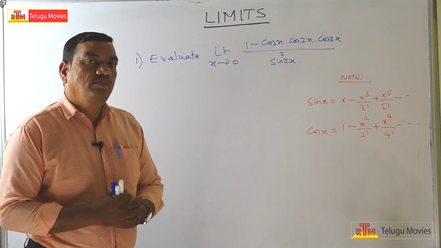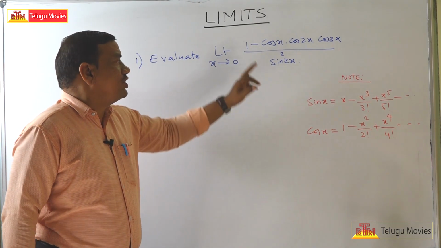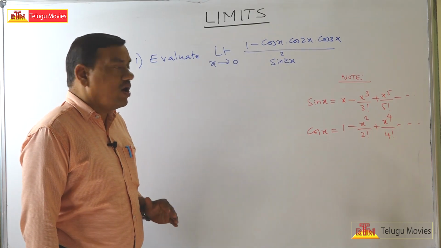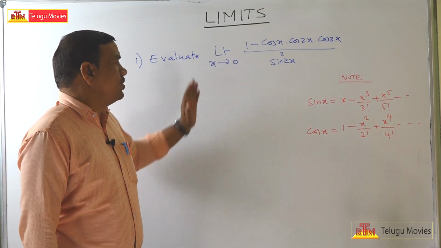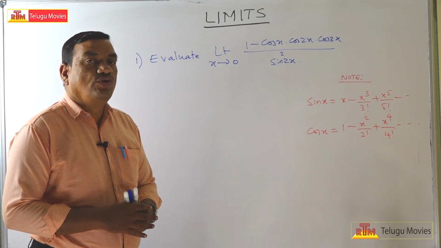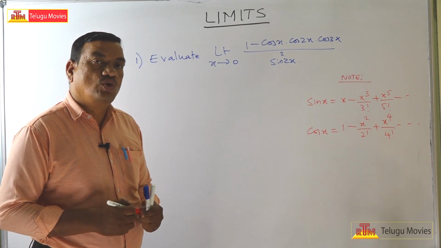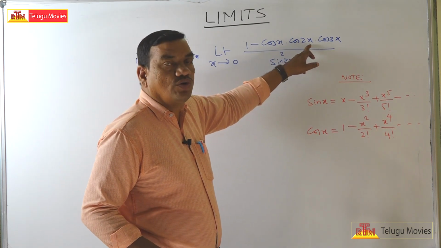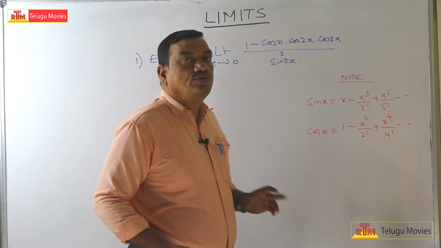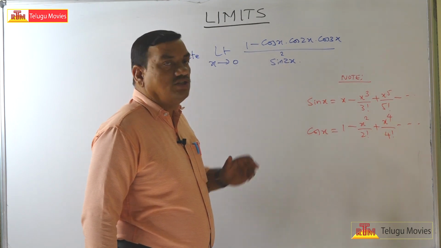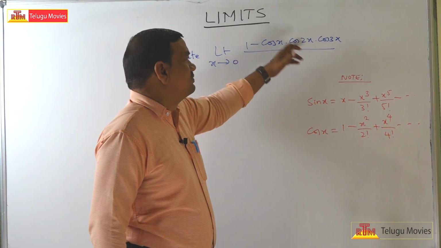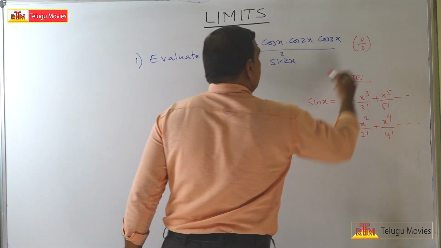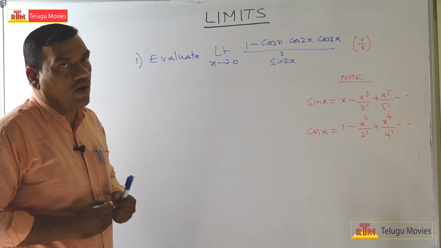Welcome to this problem. So, limit x tends to 0, 1 minus cos x into cos 2x into cos 3x upon sin square 2x. So, if you apply x tends to 0 condition, wherever x is there, cos 0 is 1, cos 2 into 0, cos 0 is 1, cos 3 into 0, cos 0 is 1, sin 0 is 0. That means 1 minus 1, 0 by 0 you are getting. So, what you are getting? 0 by 0, which is an indeterminate form.